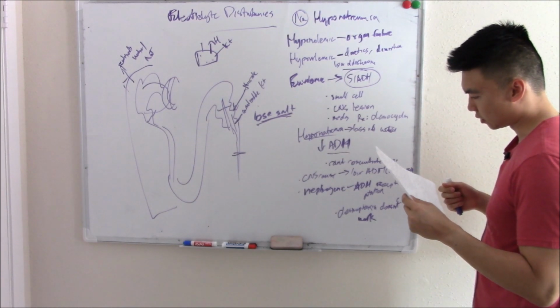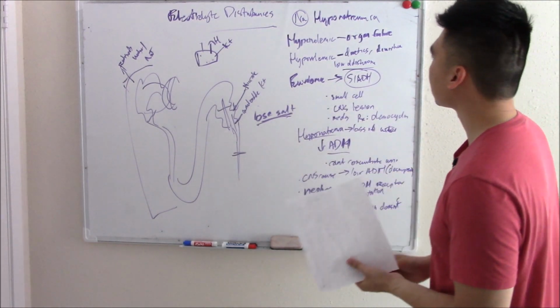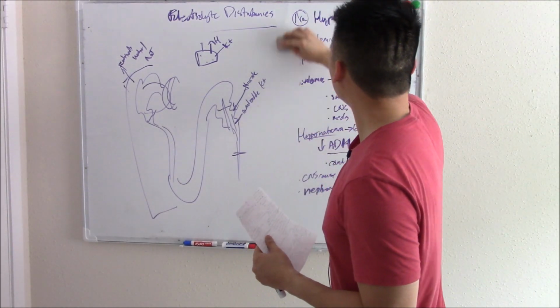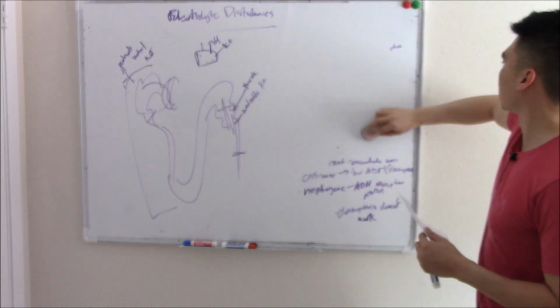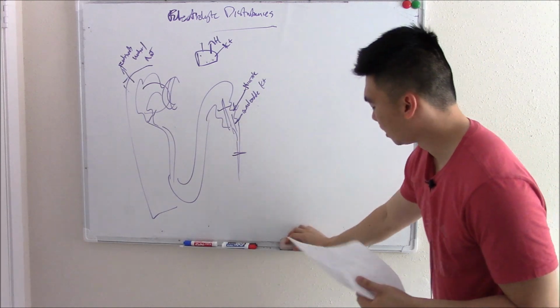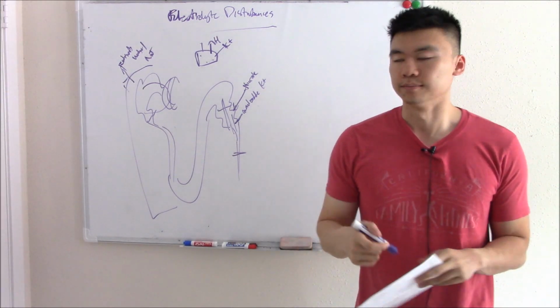Let me see if there's anything else I want to talk about on there. No, I think that does it. Let's move on to something else. Probably the second most important electrolyte that we talked about in this renal block is potassium.